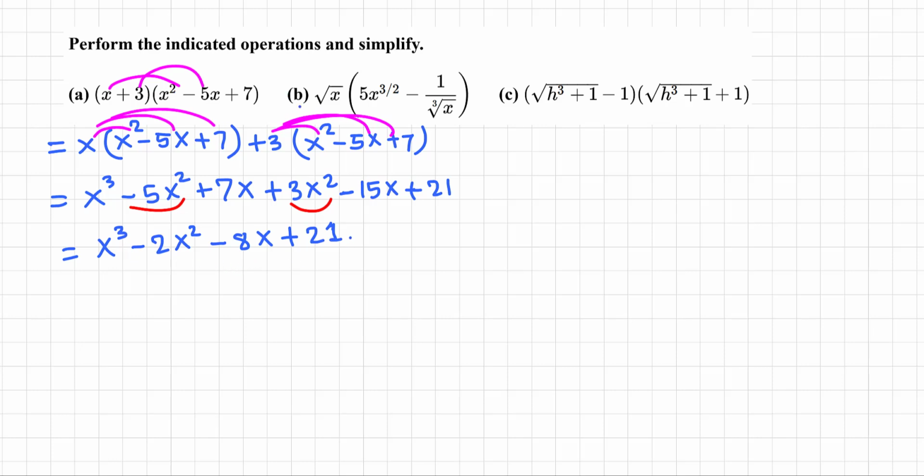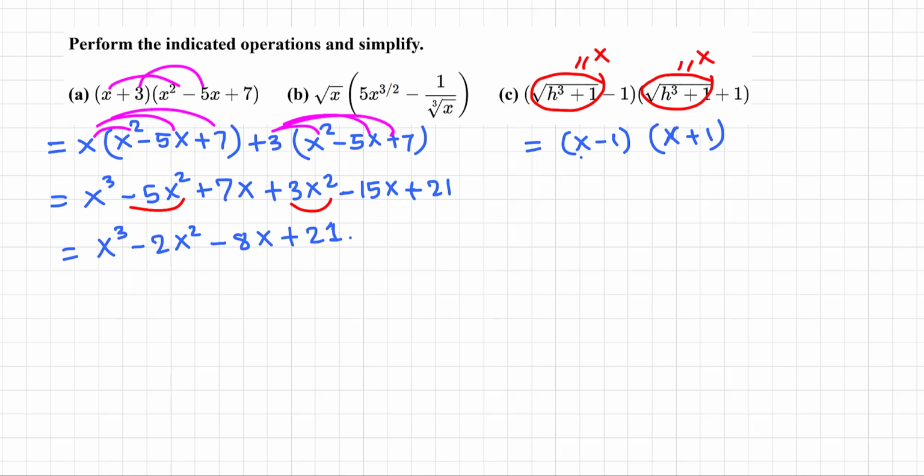Okay, I'll come back to part B in a moment. In part C, we need to multiply the square root of this minus 1 by the same thing plus 1. So in this case, we can simplify because this one and this one are the same. We can momentarily write down x, and then this will be x as well. If we do that, this is like x minus 1 and this is like x plus 1.